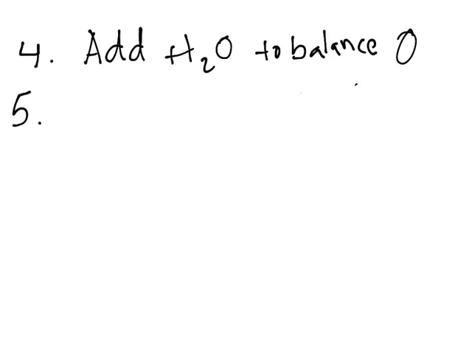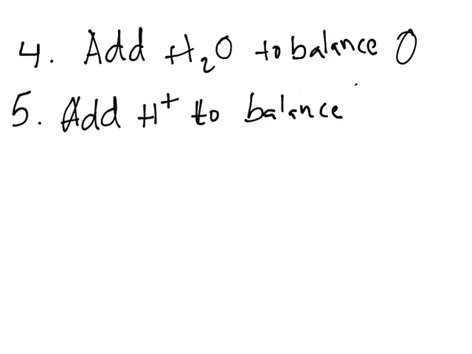The 5th step would be adding hydrogen to balance hydrogen, but you'll be adding a hydrogen ion, not just a hydrogen by itself. If you have, let's say, a water molecule here, you'll want to put 2H plus. So you'll have 2 here and 2 here.